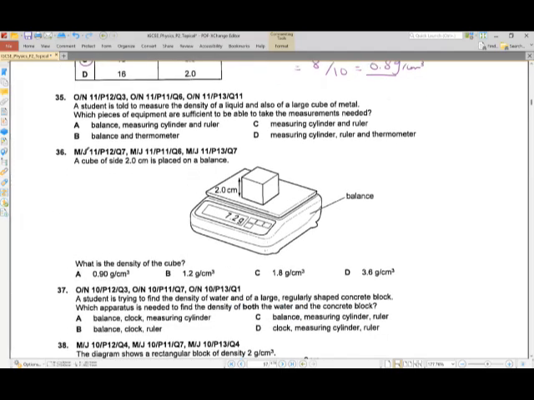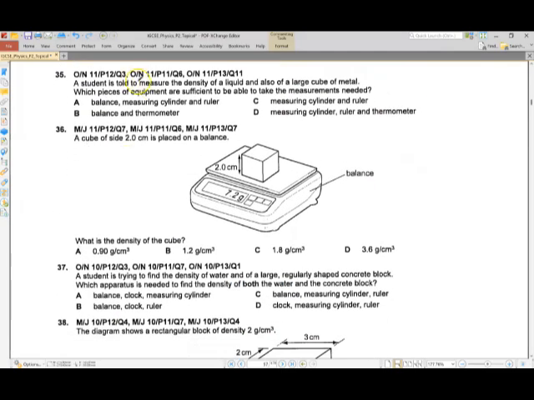Okay. Moving on to question number 35. A student is told to measure the density of a liquid and also a large cube of metal. Okay. Which pieces of equipment are sufficient to be able to take the measurements needed? Okay. Option A is balance, measuring cylinder and ruler. Okay. Option B is balance and thermometer. No, thermometer is not required. Measuring cylinder and ruler.